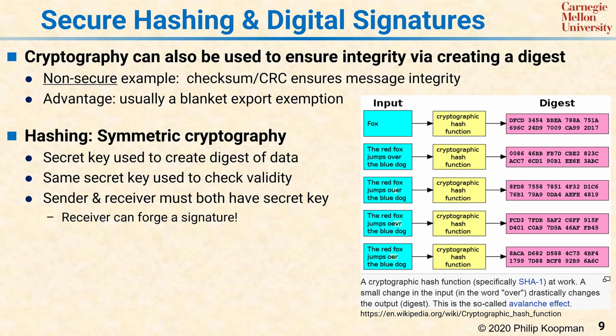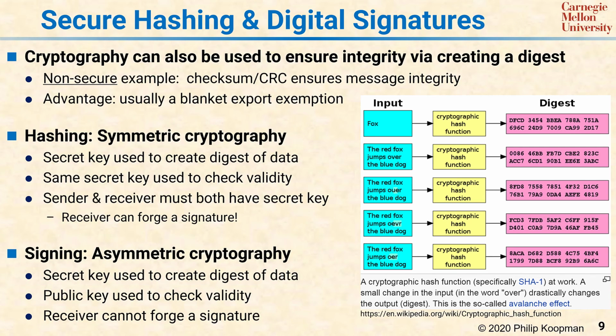If you're worried about the receiver being able to forge signatures, you switch to asymmetric cryptography and use a signing process. This is exactly the same idea, except the secret key is used to create the digest and the public key is used to check validity. With signing, the receiver cannot forge a signature, but because it's asymmetric public key cryptography, it's going to be more expensive. If you wanted to implement secure hashing or signing, you could use, for example, AES for the symmetric cryptography and some public key algorithm for the asymmetric cryptography.